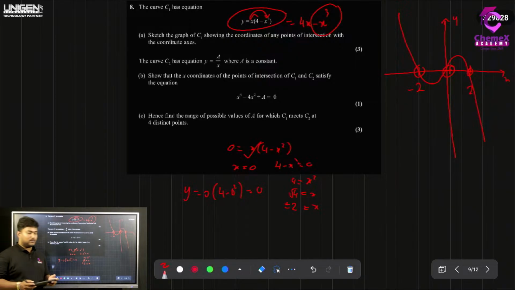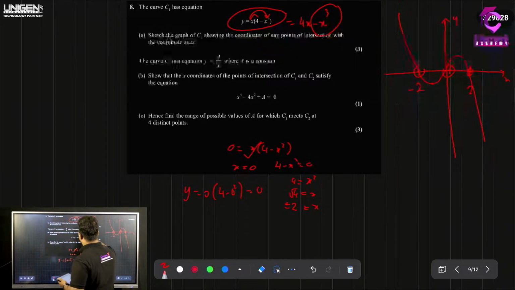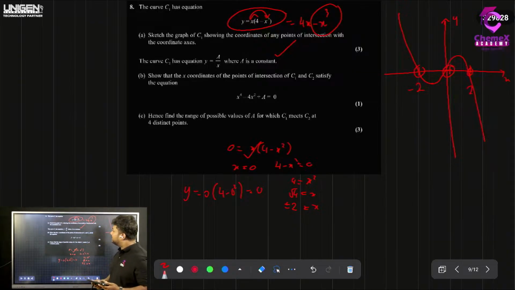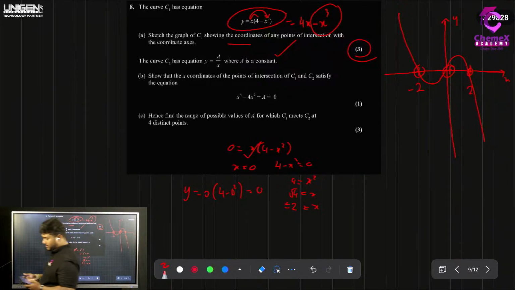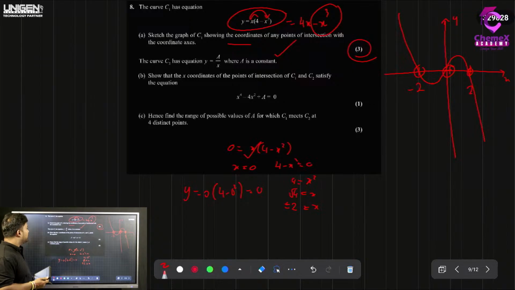Yes, sir. So that's how you sketch the A part. Question is done. Next, make sure you label the coordinates. If you don't label, you don't get the marks. Okay. Next is the curve C2 has equation y equals a over x, where a is a constant.